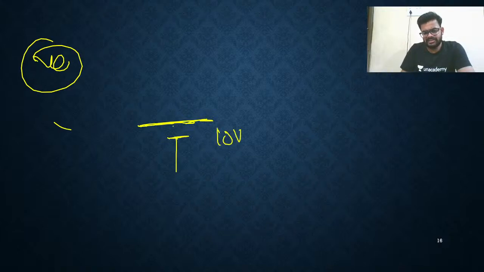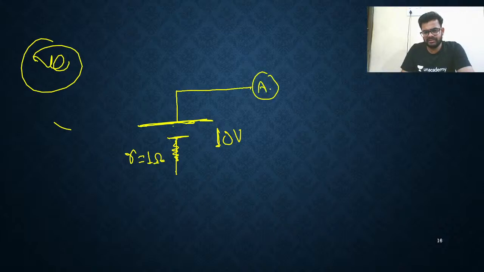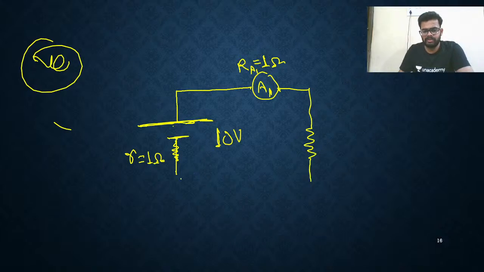A 10-volt battery is there, having internal resistance R equal to 1 ohm. Now it is connected here. This is ammeter A1. Let's say it has a resistance RA1, which is also 1 ohm. Now here I have connected a resistance.